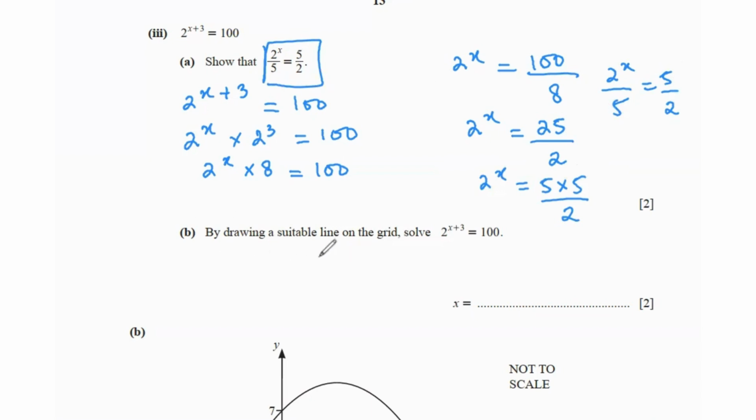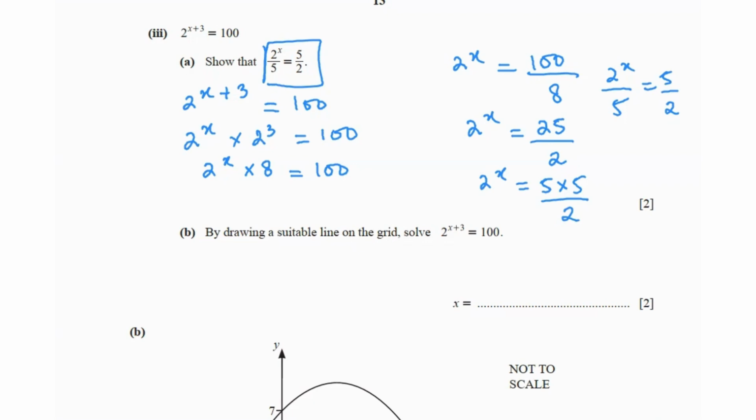Then it says by drawing a suitable line on the grid, solve 2 to the power of x plus 3 equals 100, which means we're going to draw a line of y equals 5 over 2, and whatever the intersection points are between the graph and the line, that is going to be the solution.